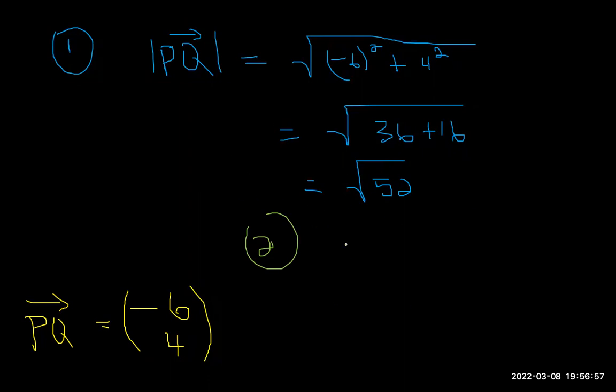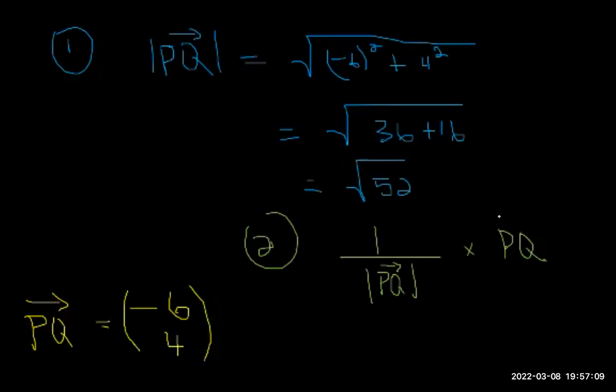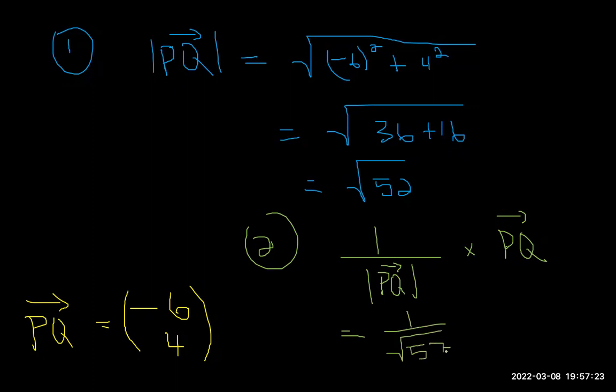Right, now finding the unit vector, we said that would be 1 on the magnitude multiplied by the vector itself. Or some people write it as the vector divided by the magnitude. It means the same thing. I know now that the magnitude of PQ is root 52. So that would be 1 on the square root of 52, and then we multiply that by the vector PQ. We're leaving it as a column vector because they gave me the other two vectors as column vectors.